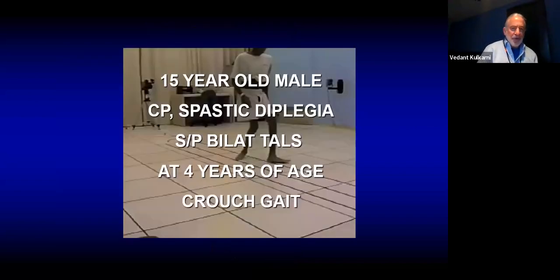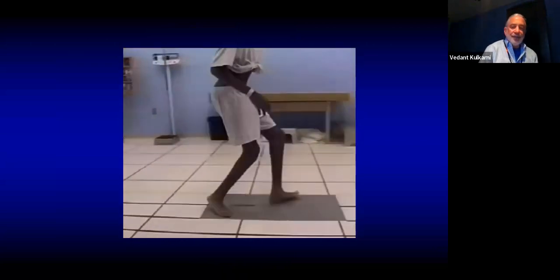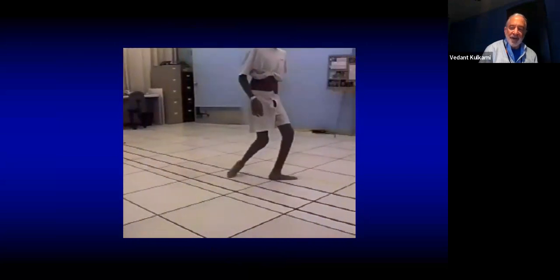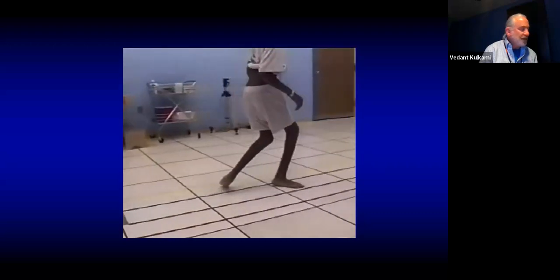So here's an example, 15-year-old boy, bilateral CP. Two problems here. He underwent bilateral tendo-Achilles lengthenings, which were probably an overdose, overly aggressive surgery at age 4, which was too young. And 11 years later, this is his gait. So this is a crouch gait. This is a complex one where in addition to sagittal plane issues, he has transverse plane issues. Look at those external foot progression angles.